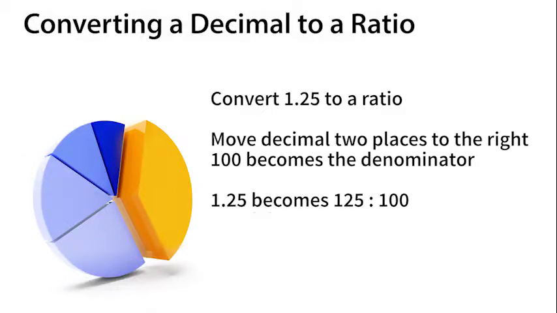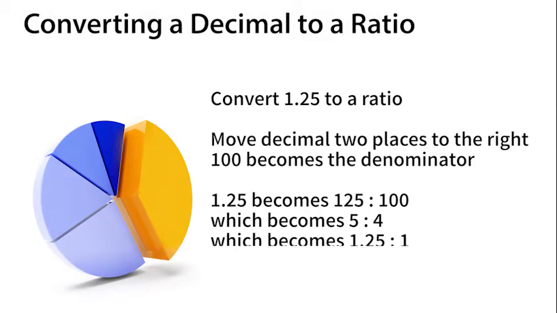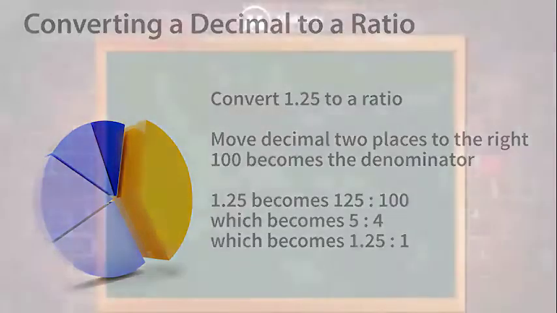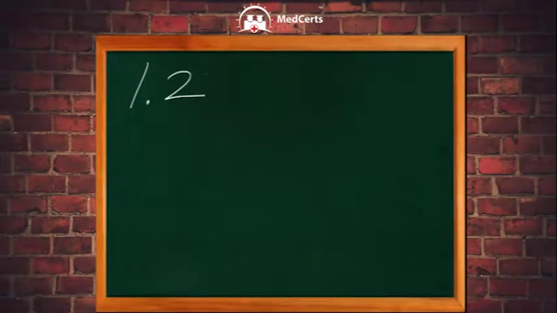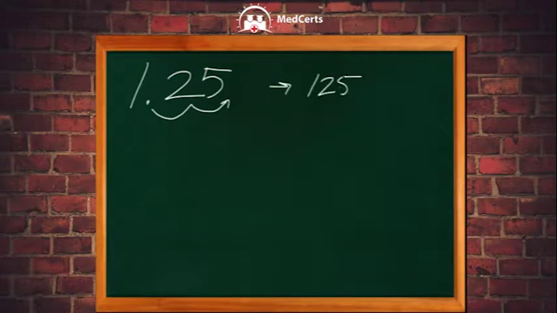If we reduce this down to our lowest terms, we have a common number that goes into both of these numbers, which is 25. And 25 goes into 125 5 times, and 25 goes into 100 4 times. And if we express this as a ratio, it'll be 1.25 to 1. So let's go ahead and work this problem out. 1.25. Our rule is our decimal moves 2 places to the right, which gives us 125 over 100.